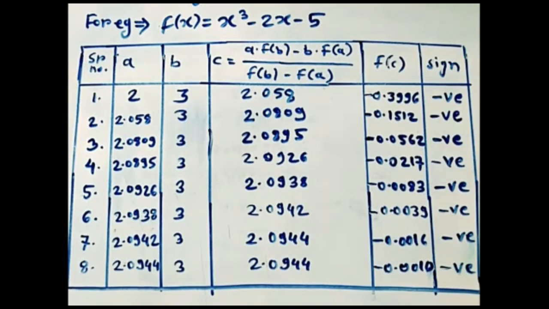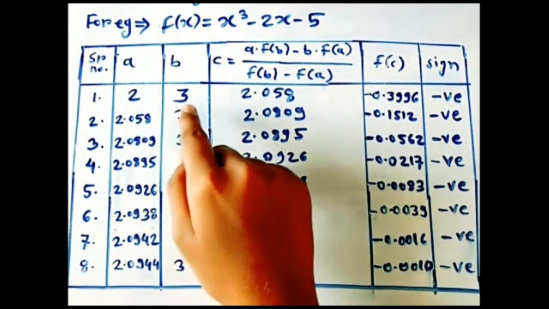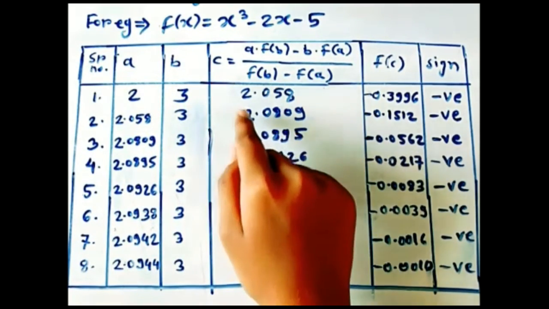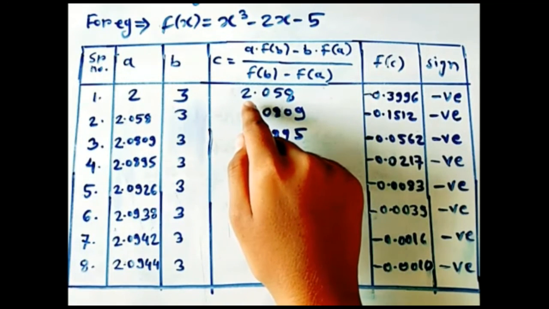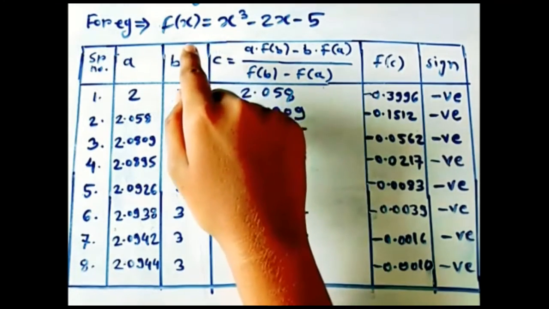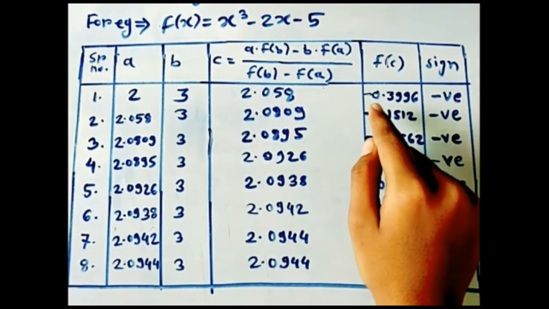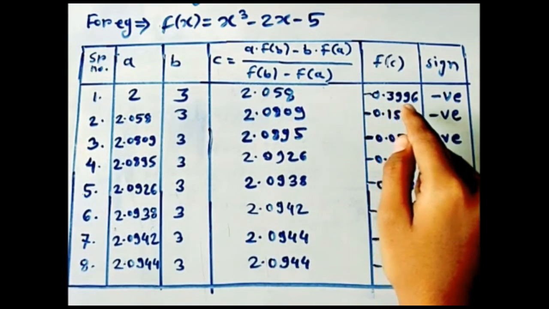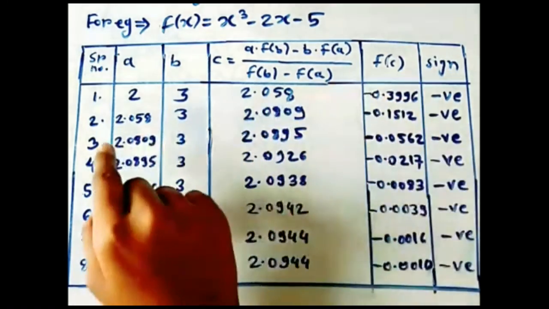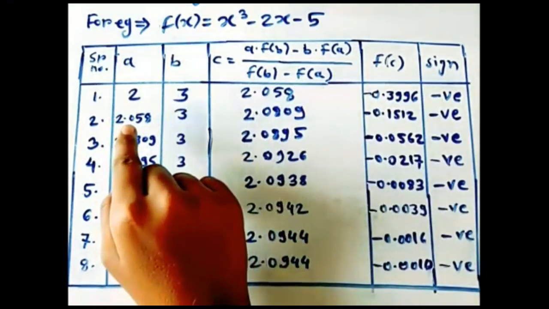For calculating the root by using regula falsi method, our initial guess values are a equal to 2 and b equal to 3. By putting these values in the formula of c, we get the value of c as 2.058, and by putting the value of c in the function, that is we calculate f of c, the value of f of c becomes minus 0.3996, which is negative.